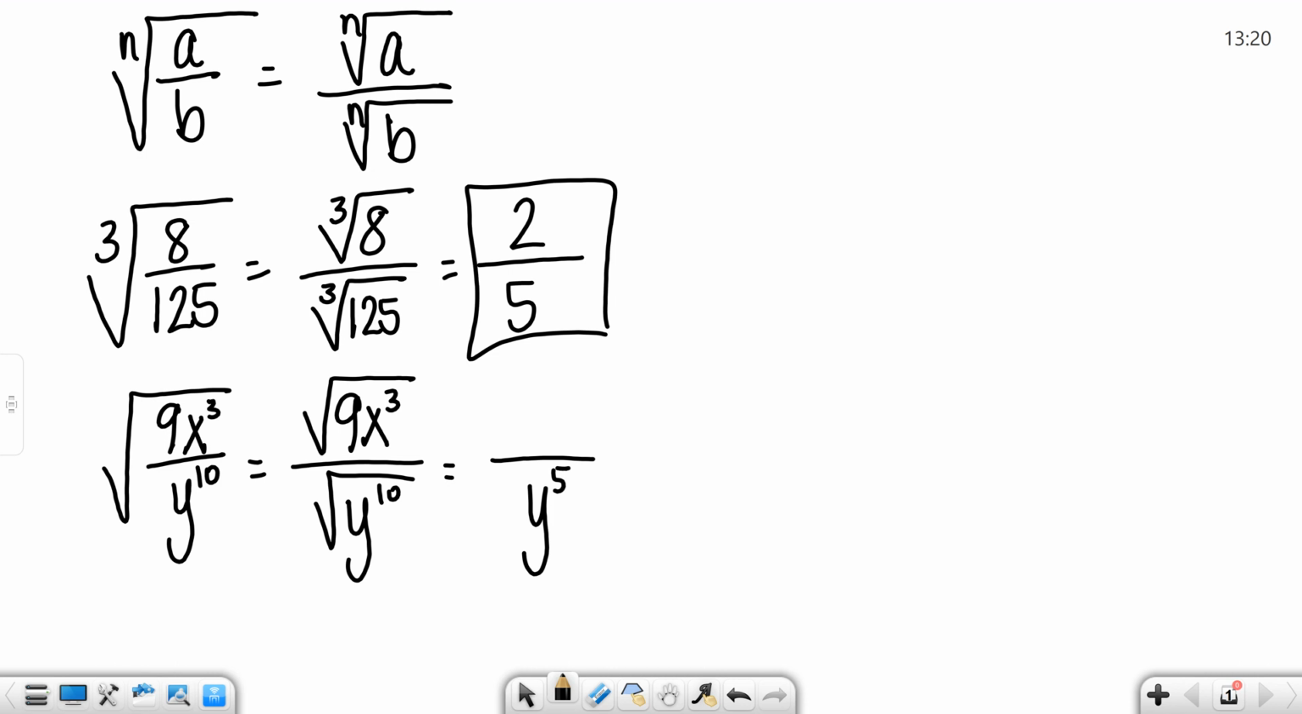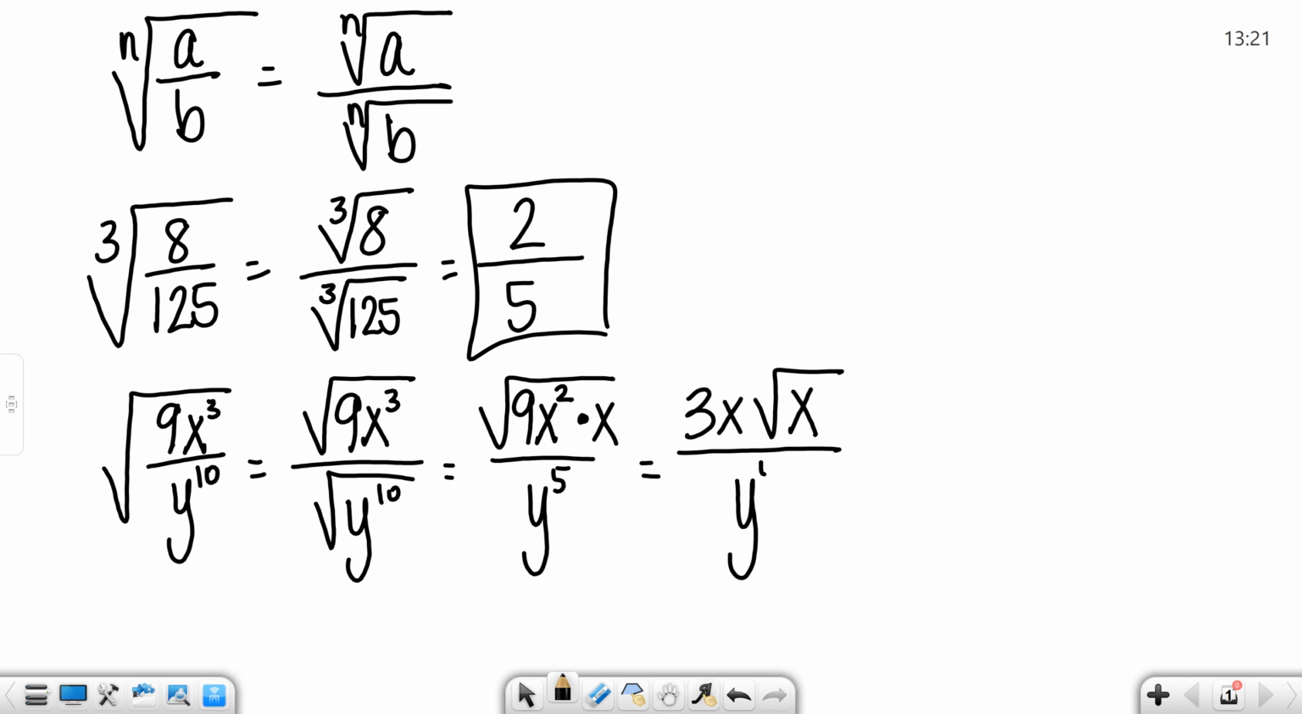Okay, so that's great. In my numerator, I can take the square root of 9x squared, but then there will be this other x sitting there, because it's got to be 9x cubed. The square root of 9 is 3. The square root of x squared is x. And I still have this x sitting inside, and my y to the 5th is in the denominator. So that would be my solution.